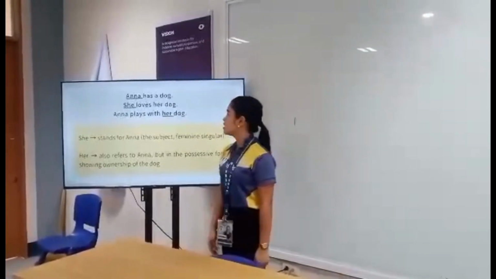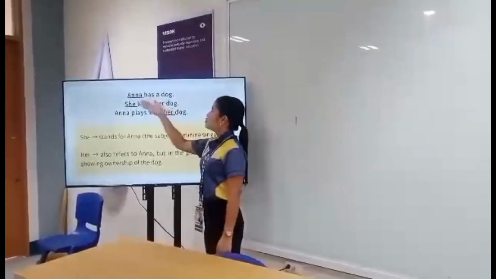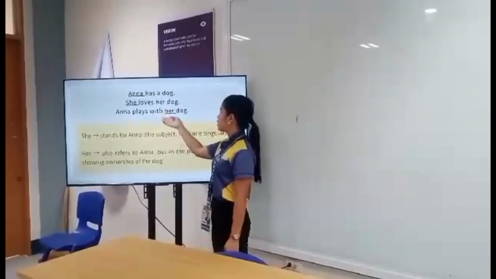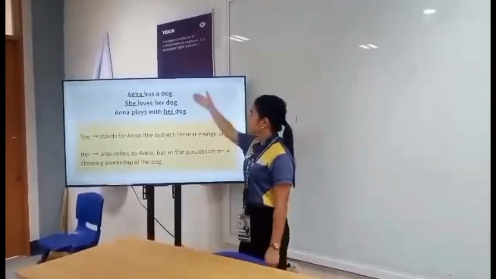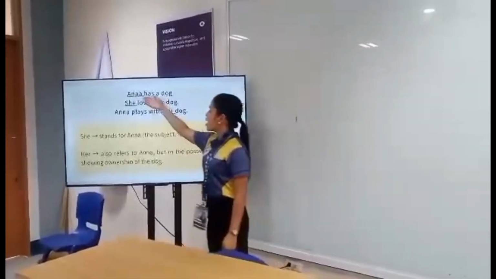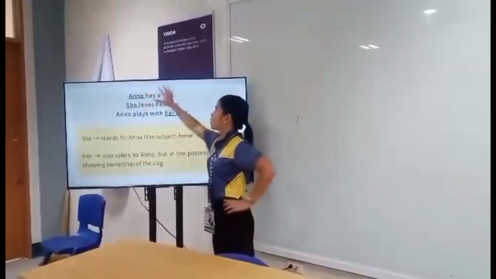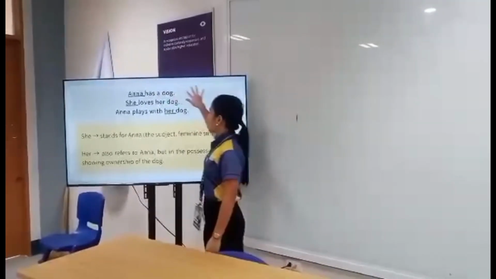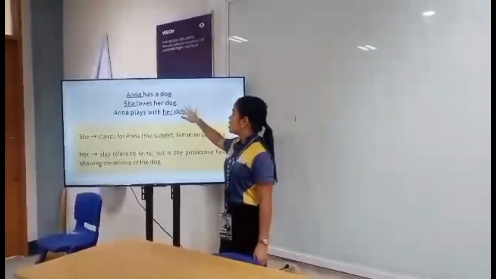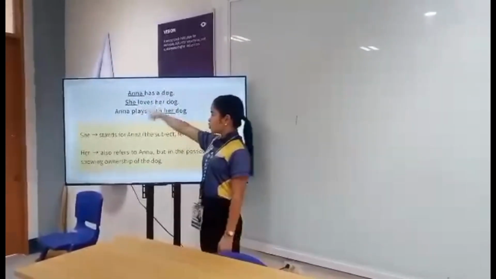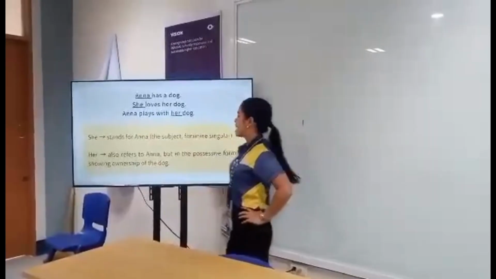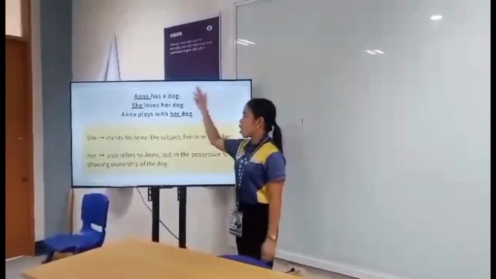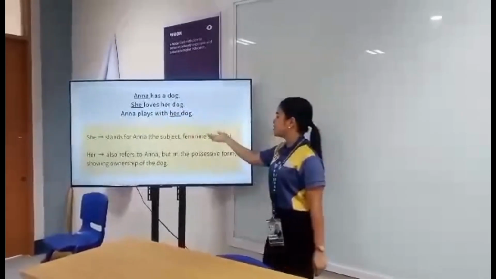I will read first. Anna has a dog. She loves her dog. Anna plays with her dog. So as you can notice, Anna is our subject for this example. So for the second sentence, the underlined word is she. So the she stands for Anna. As what I mentioned earlier, it is our subject and a feminine singular.